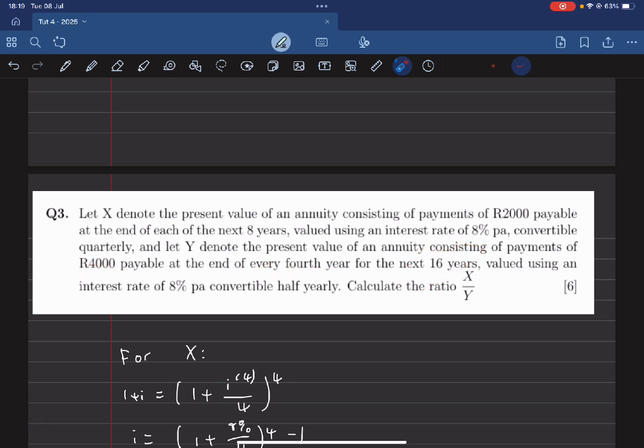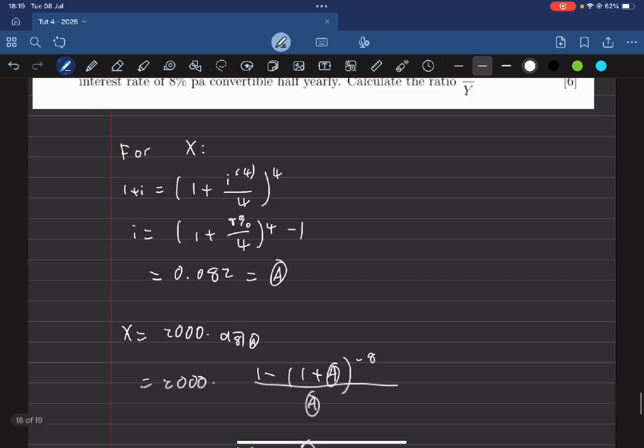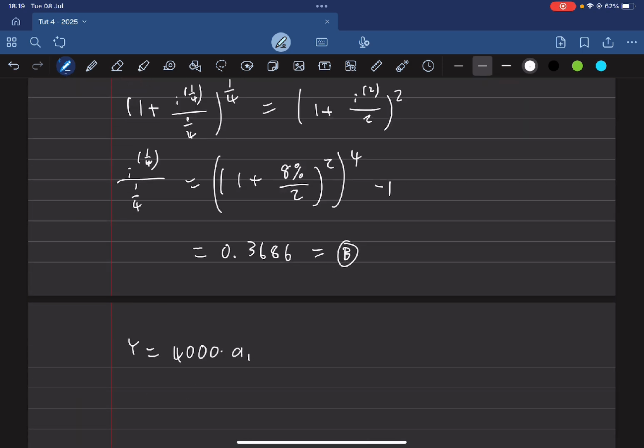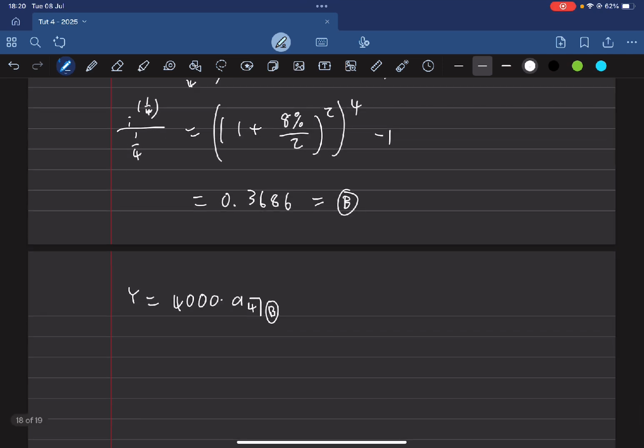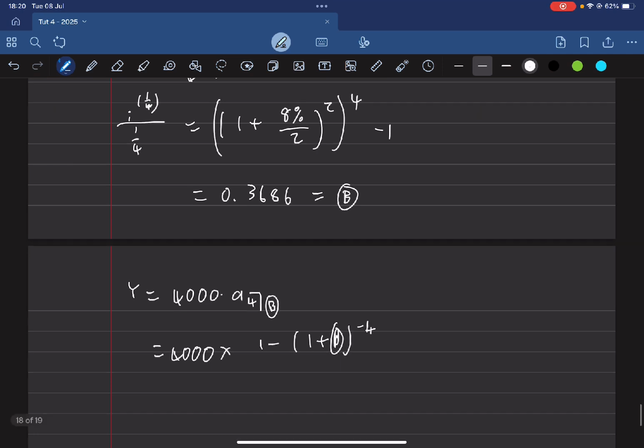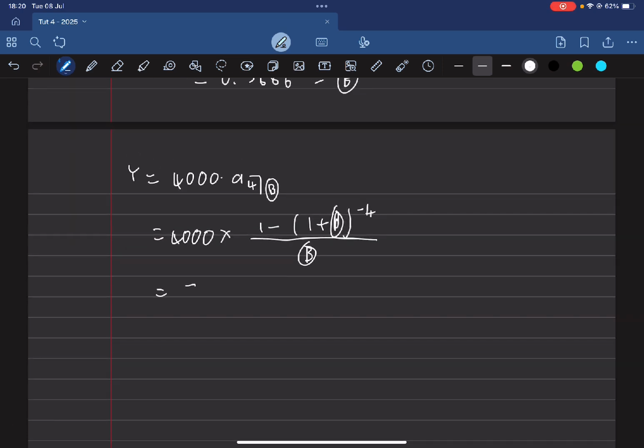So if we're making payments every fourth year for 16 years, then we're making 4 payments overall. So we'll times this by an annuity for 4 payments, so four lots of 4 years, at an interest rate of B. Okay, so to work this out, this will be 4,000 times (1 minus (1 plus B) to the power of negative 4), divided by B, and this becomes 7759.11, and we'll save that in our calculator as Y.